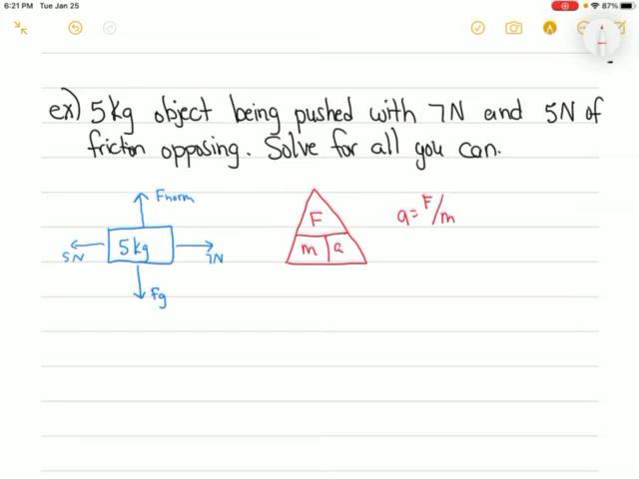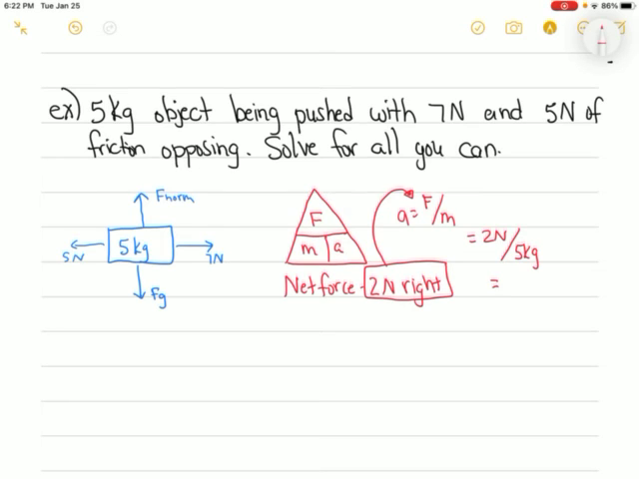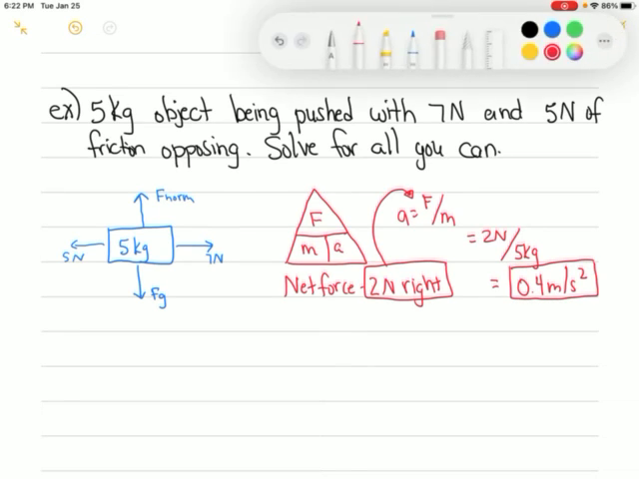But before I can plug that force in, I'm going to have to get my net force. So my net force is going to be 2 newtons right. That's what I'm going to plug in for my force. So I get 2 newtons, and the mass is 5 kilograms. 2 divided by 5 is going to give me 0.4 meters per second squared. So that's another answer.